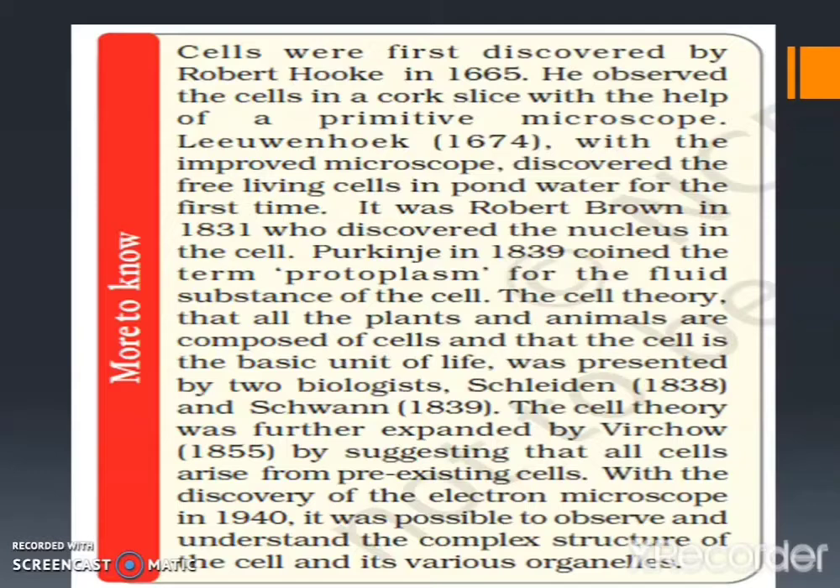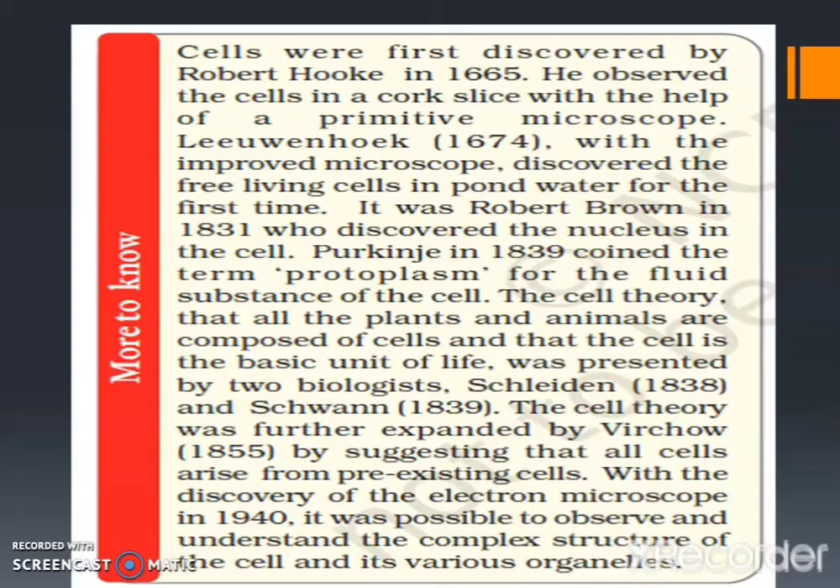Okay, and the cell theory was further expanded. In 1838 and 1839 they formulated cell theory, and this cell theory was further expanded by Virchow in the year 1855. And how did he expand? He expanded by suggesting that all cells arise from pre-existing cells. ഒരു പുതിയ സെൽ ഫോം ചെയ്തിട്ടുണ്ടെങ്കിൽ അതിൻ്റെ അർത്ഥം it would have come from the pre-existing cell. അതിൻ്റെ മുമ്പേ ഒരു മദർ സെൽ ഉണ്ടായിട്ടുണ്ടാവും, and that mother cell would have divided to form this new cell.